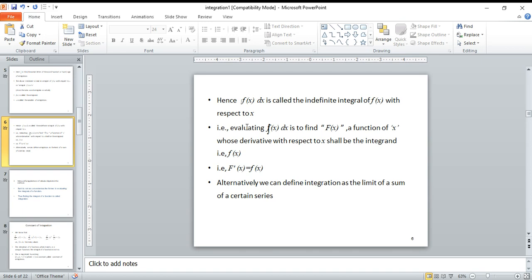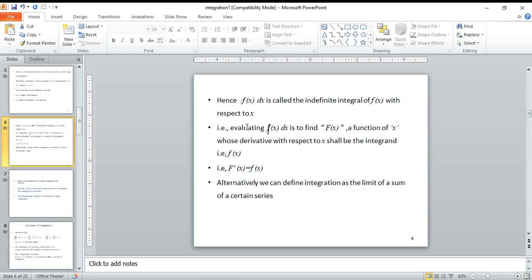That is, evaluating integration f of x dx is to find capital F of x, a function whose derivative with respect to x shall be the integrand f of x. That is, F dash of x equal to f of x. So integration f of x dx equal to capital F of x.